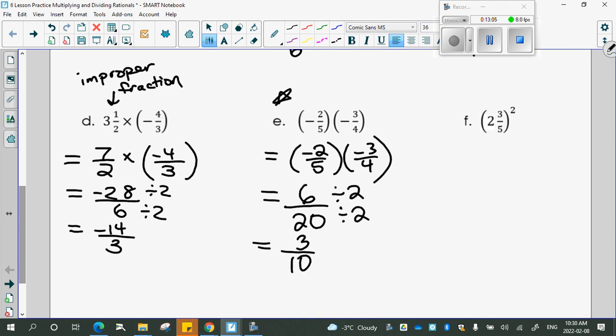Ooh. We haven't talked too much about exponents. We did a little bit in BEDMAS. What does the power of 2 mean? Yep. Times it by itself. So that really means 2 3/5 times 2 3/5. Nice. Love that. Okay, so that's what that exponent means. 2 3/5 times by itself.